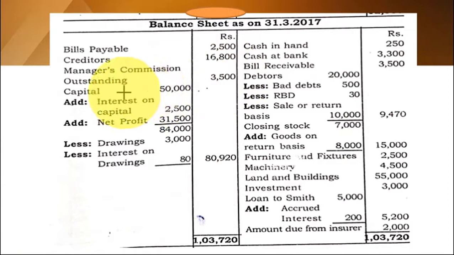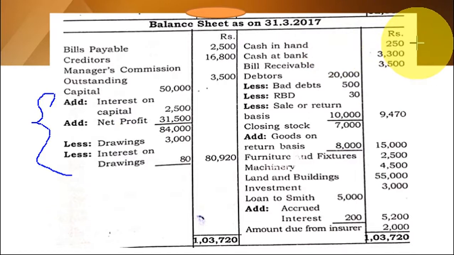We are writing it because it is outstanding. We haven't paid yet, we just calculated it now. So 3,500 we are writing. Now capital: opening capital 50,000, add interest on capital, add net profit, less drawings, less interest on drawings. This is the usual format. Then cash in hand 250, cash at bank 3,300, bills receivable 3,500, then debtors 20,000, less bad debt, less RBD.